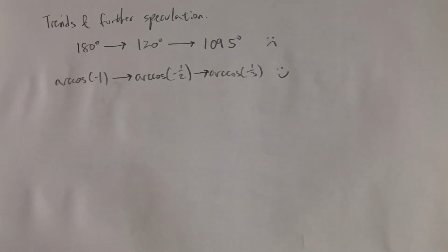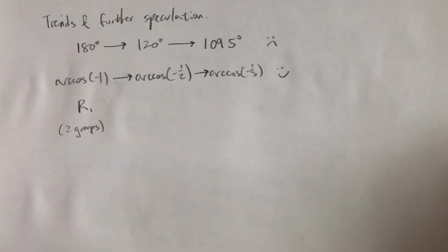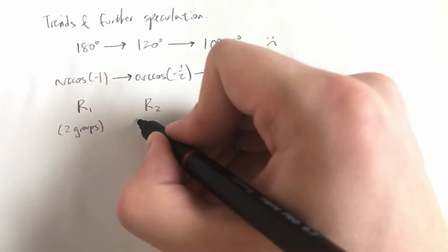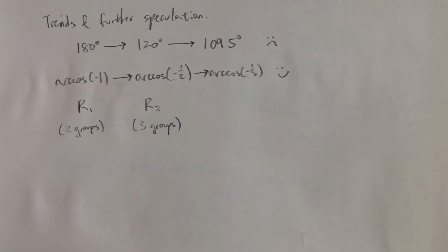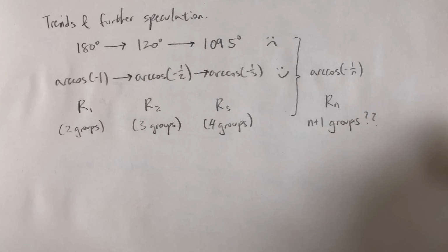The 180 degree bond angle occurs when 2 groups are bonded to one central atom in one-dimensional space. The 120 degree bond angle occurs when 3 groups are bonded to one central atom in 2-dimensional space. And the 109.5 degree bond angle occurs when 4 groups are bonded to one central atom in 3-dimensional space. So perhaps the same relationship holds in higher dimensions where the bond angles can be equivalent in n-dimensional space, with the bond angle being arc cosine -1/n for n+1 groups bonded to the central atom, although this is probably not useful in everyday chemistry.